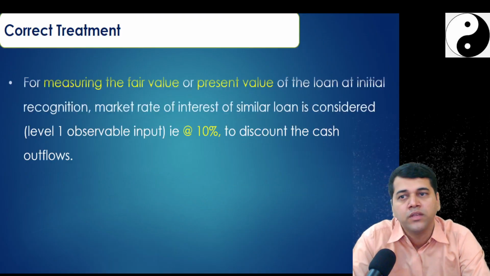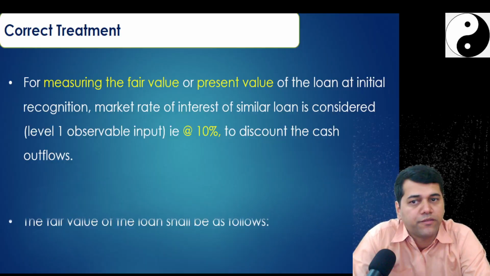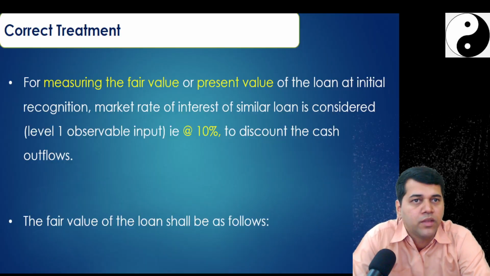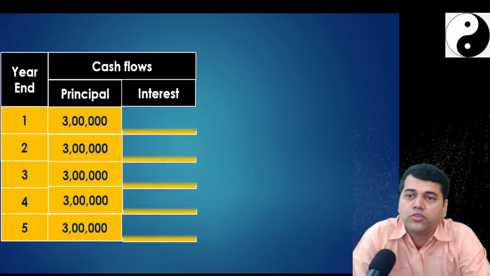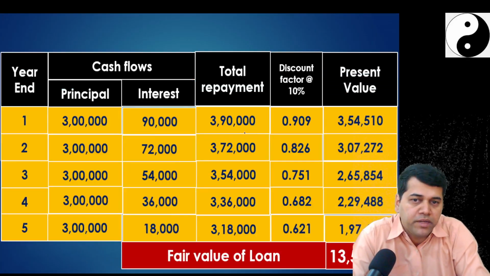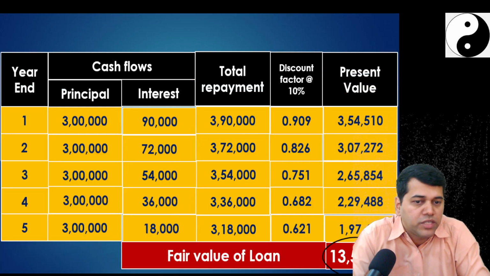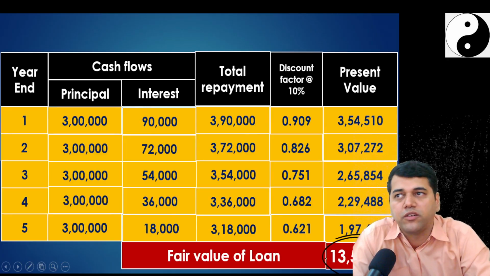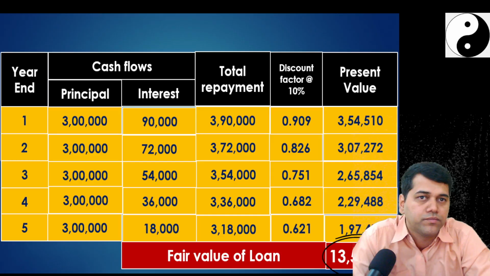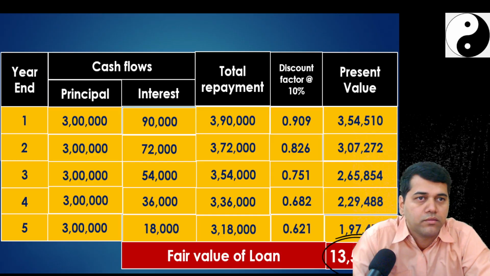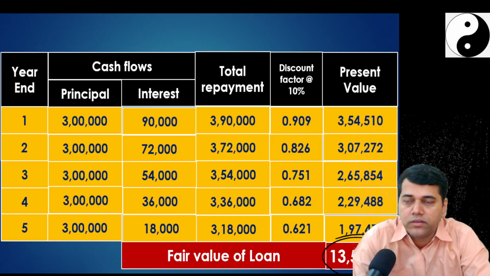Now the correct treatment should be: you should have found out the present value. So what is the present value? You find out the principal, interest, repayment. Take the present value, it comes to 13,54,000. In the previous study material question, it was 850. Okay. What is the next step?